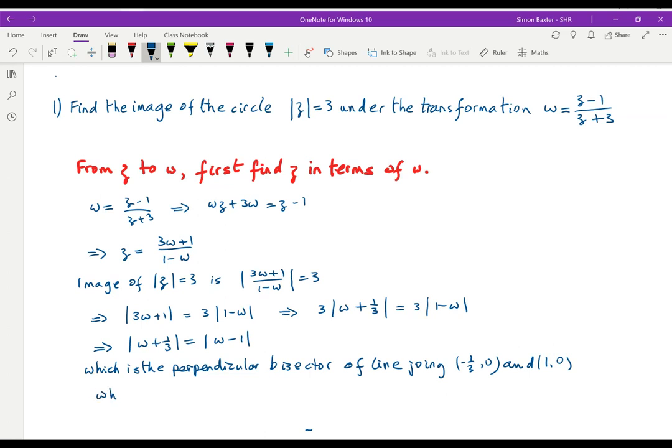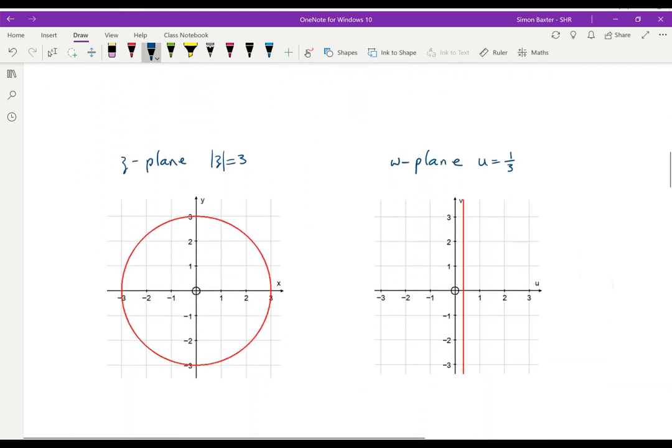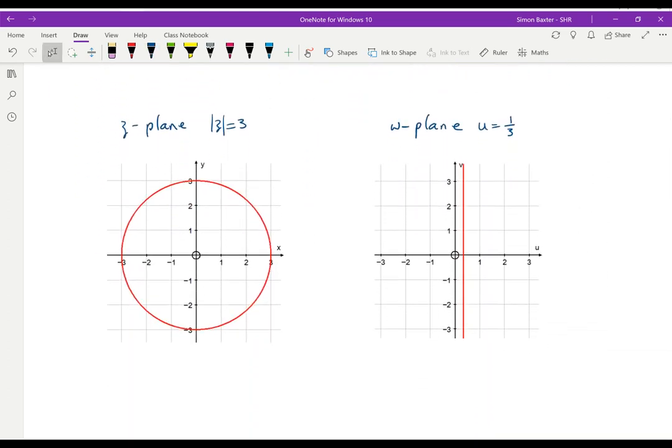And this is u equals, midway between minus a third and 1, u equals a third. We must use u and v because we're in the w plane. And there we have a picture of this transformation. We start with mod z equals 3, and we finish with u equals a third.